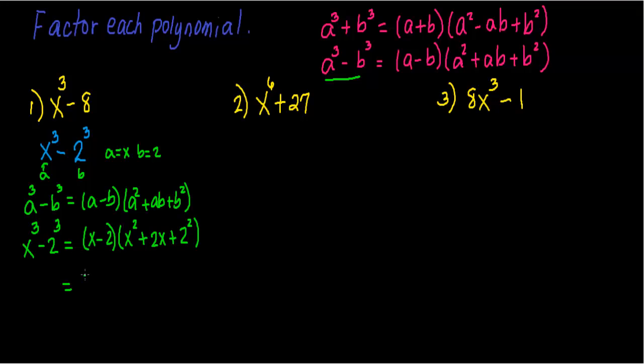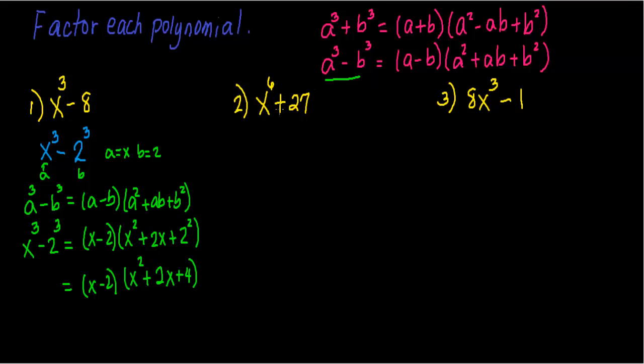And now all you have to do is rewrite 2 squared as 4, and you're done. That's how you would factor x cubed minus 8. Let's do the second example.